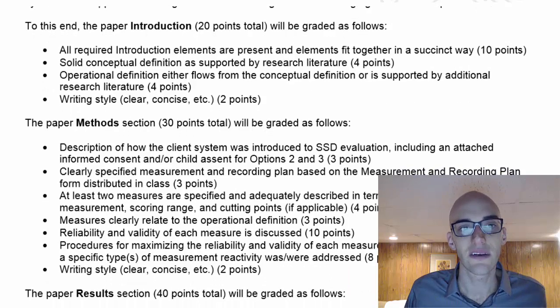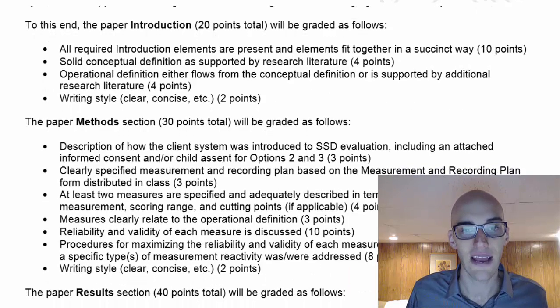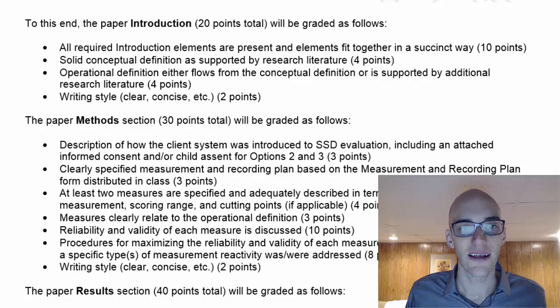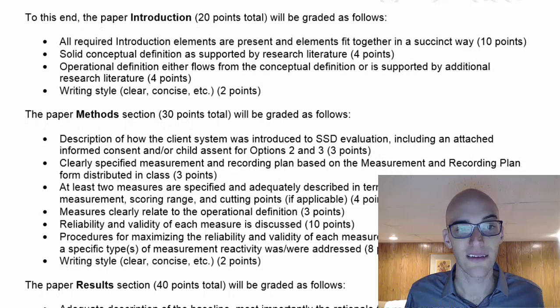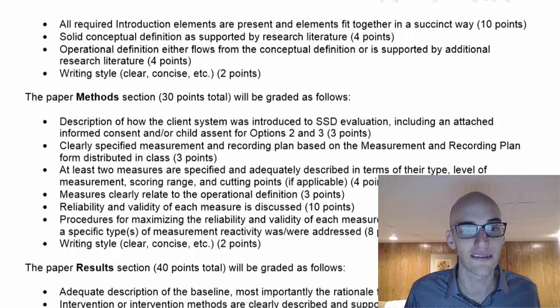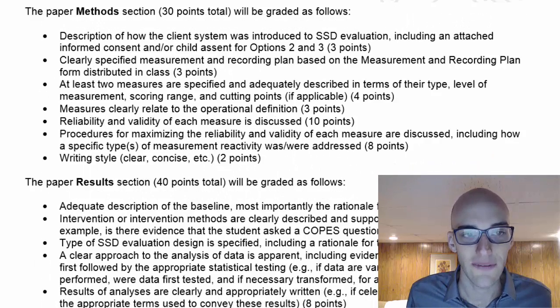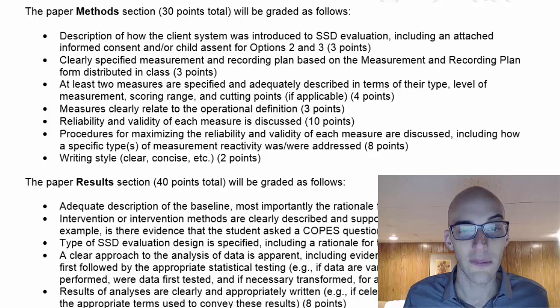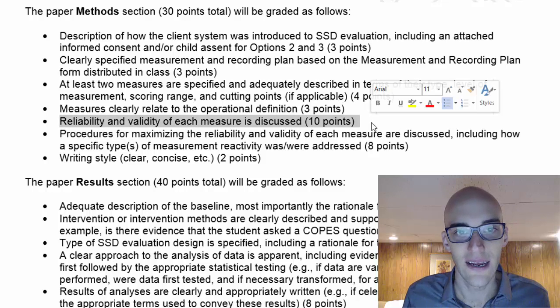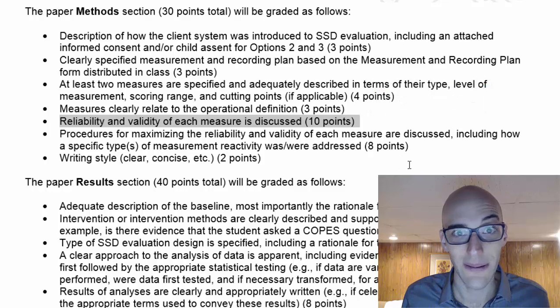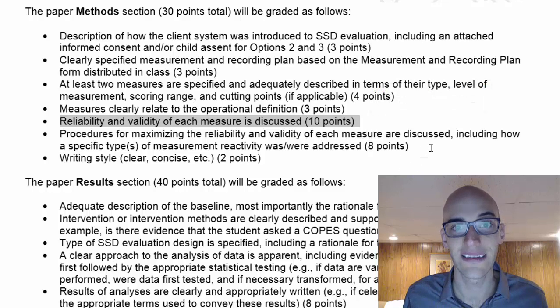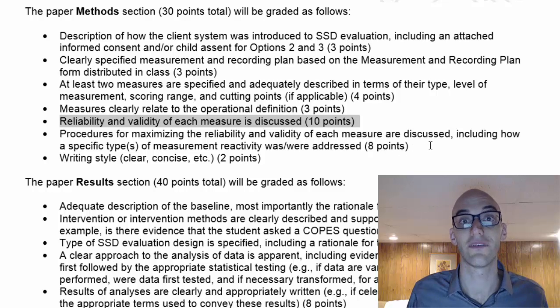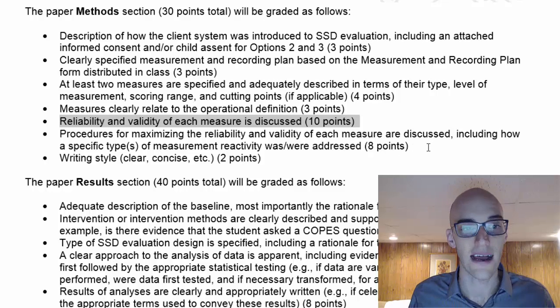So for your introduction, that's 20 points. 10 points are just that you've got all the required elements, a solid conceptual definition, and an operational definition, and your writing style is worth 2 points. The method section, again, is pretty straightforward, but the area where people lose the most points is the reliability and validity of each measure. That's about 1/3 of the points, and a lot of people never talk about it. So please specify reliability and validity separately, because they're 2 different concepts and both really important to single system design.